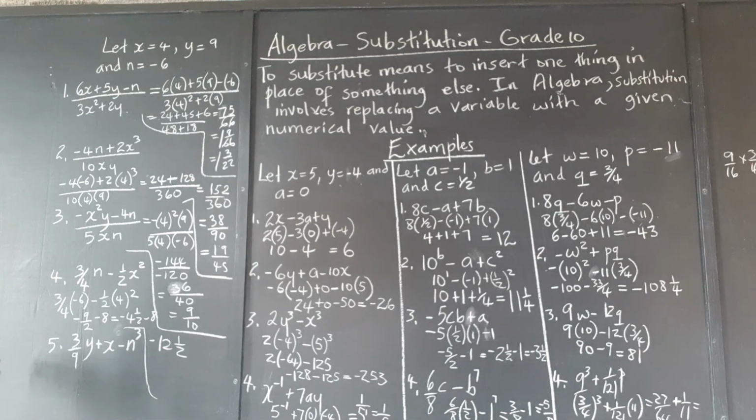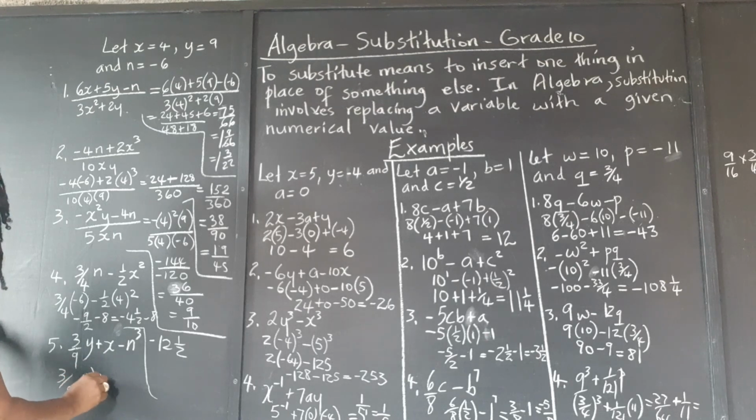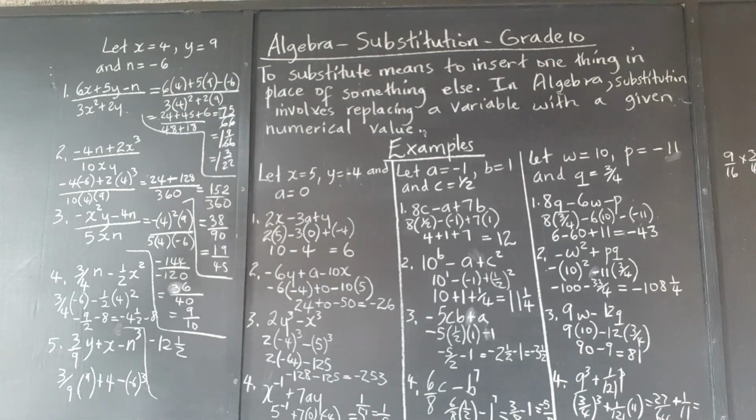And finally, 3 over 9 times 9 plus 4 minus negative 6 to the third power. Alright, so negative 6 times negative 6, that's positive 36, times negative 6. 6 6s is 36, 6 3s is 18, and 3 is 21.